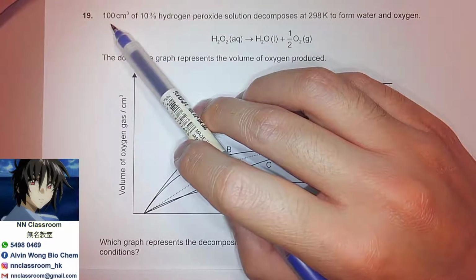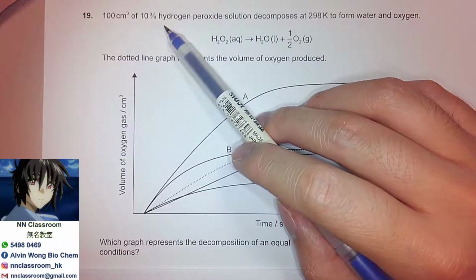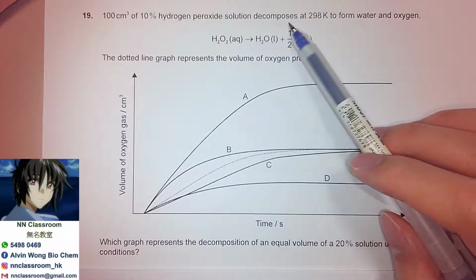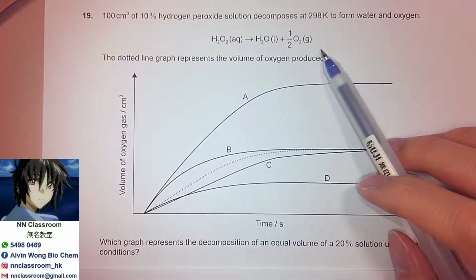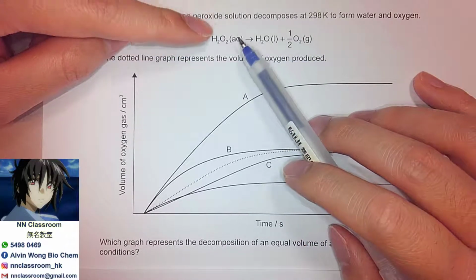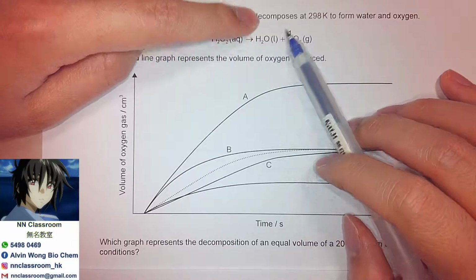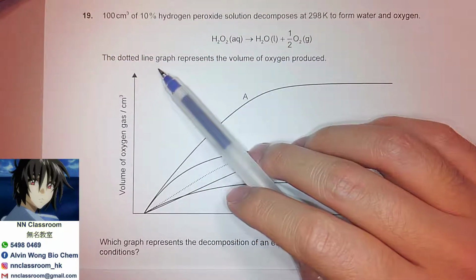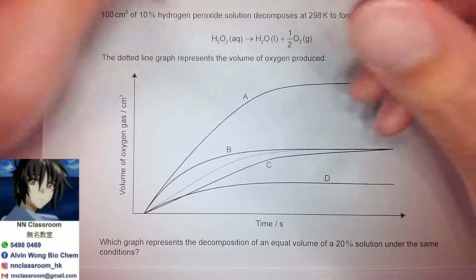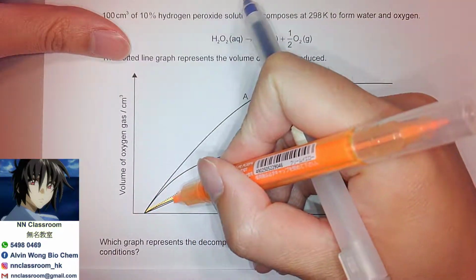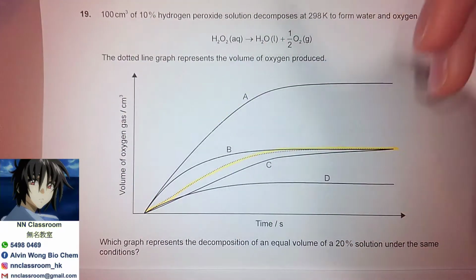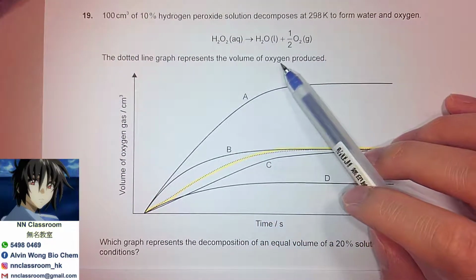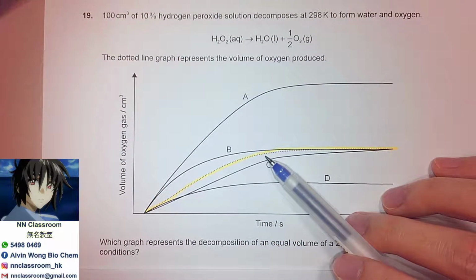They're asking, given a situation, 100 cm3 of 10% hydrogen peroxide solution decomposes under room condition to form water and oxygen. So now it's only having one reagent. It itself decomposes, breaks down to form water and oxygen. And the dotted line graph, so this is the dotted line graph, right? This is starting here all the way to the saturation point. So the dotted line graph represents the volume of oxygen produced, which I'm now highlighting in orange.